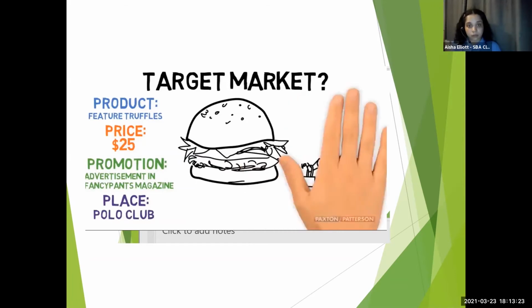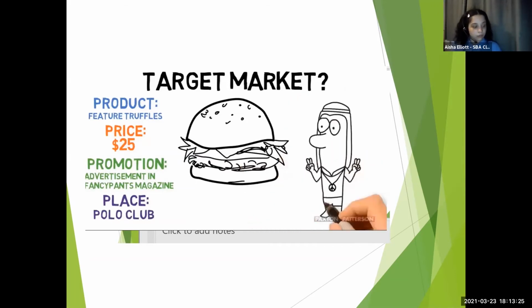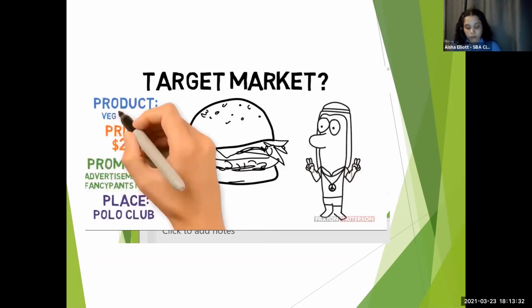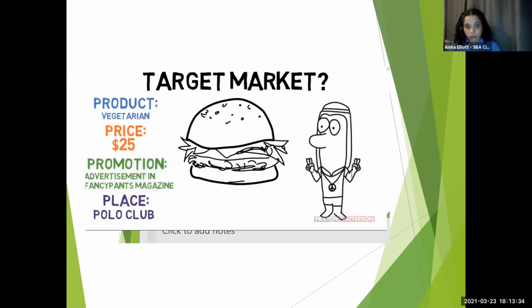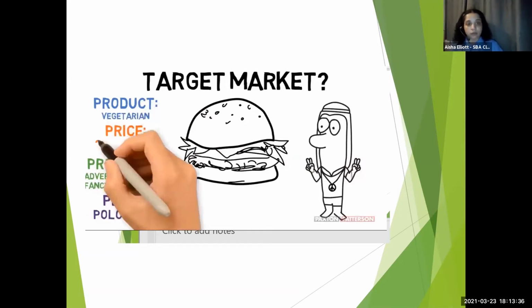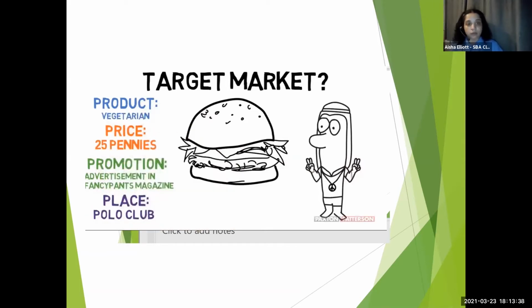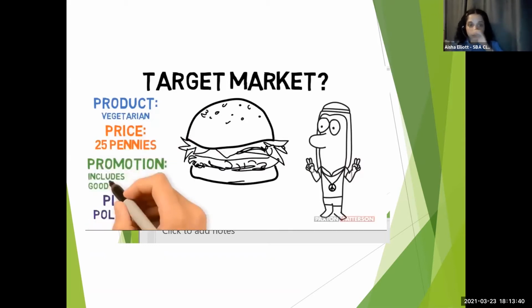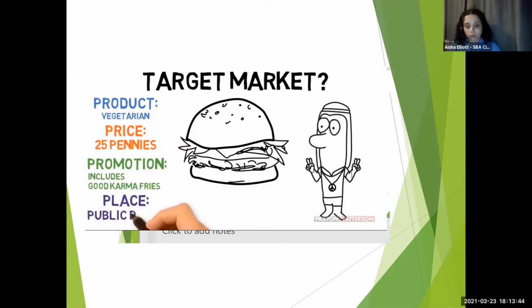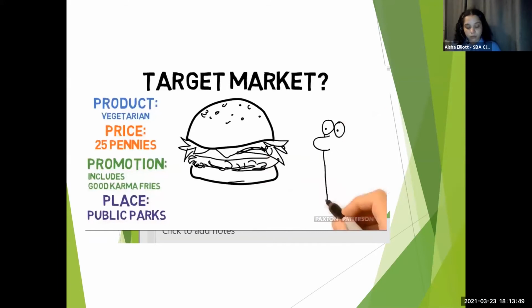Okay, but what if we have a different target market? What about this guy? Peace man. This marketing mix won't work for him. Consider a vegetarian burger. You won't be able to charge much. You may even have to loan him money. Thanks, dude. Including good karma fries will encourage him to spread the word. And selling them in a public park would be a good idea.